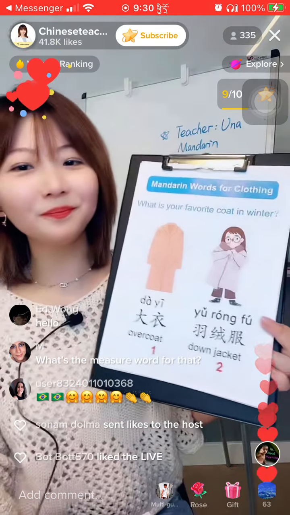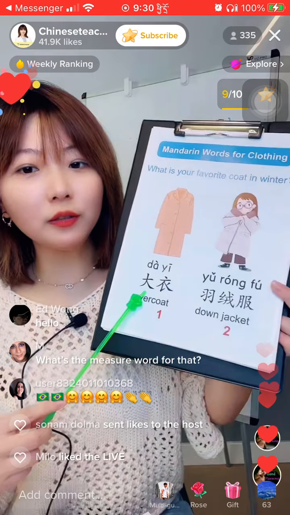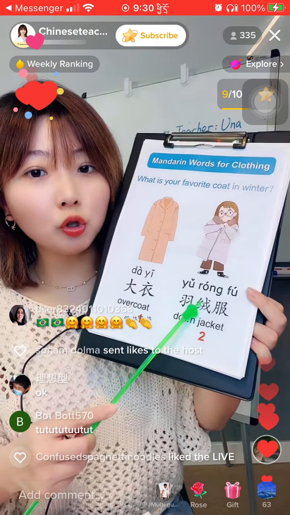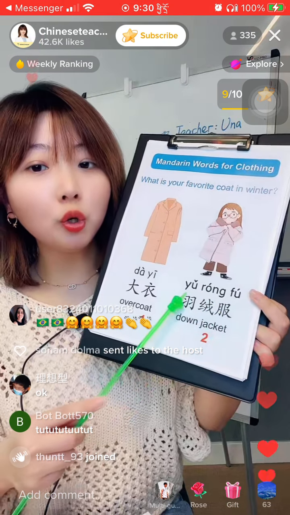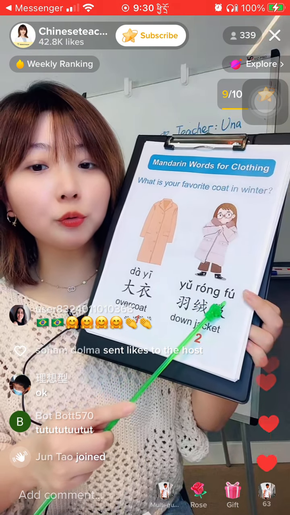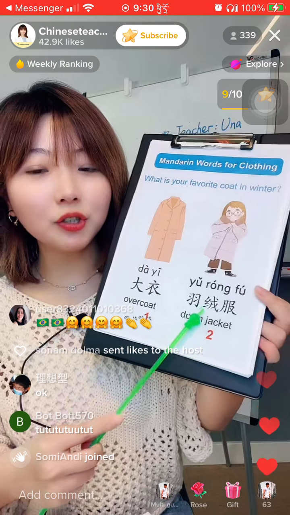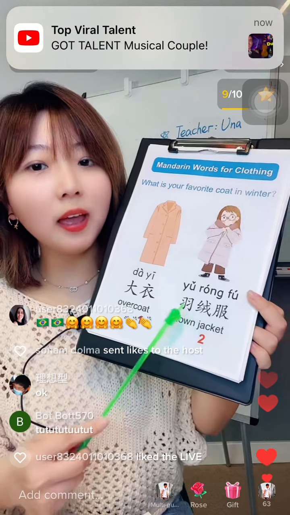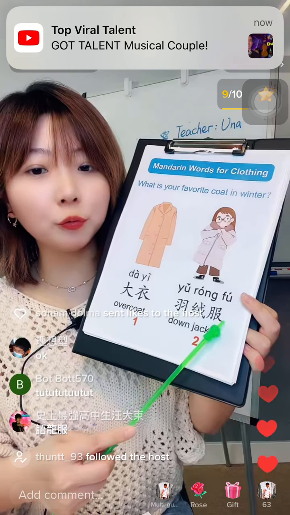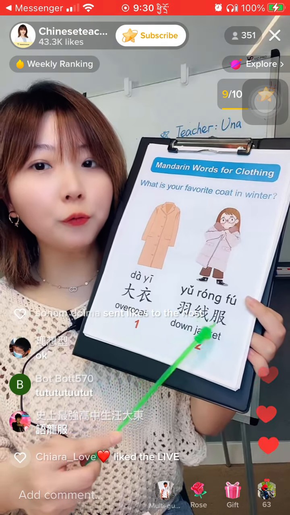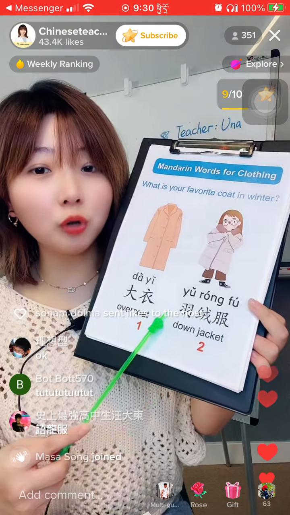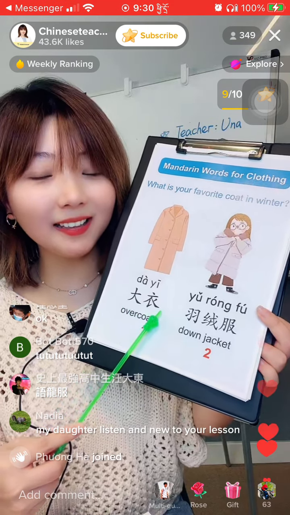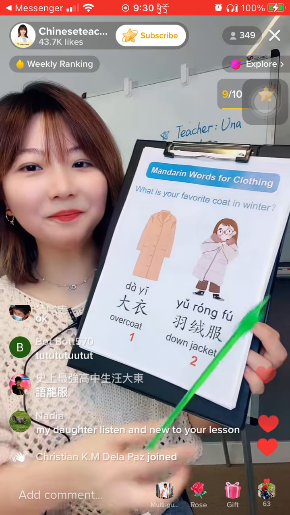Okay, so overcoat is called 大衣, and the down jacket is called 羽绒服. Okay, so when the weather is really, really cold, you can wear 羽绒服. If it's not so cold, you can wear 大衣.